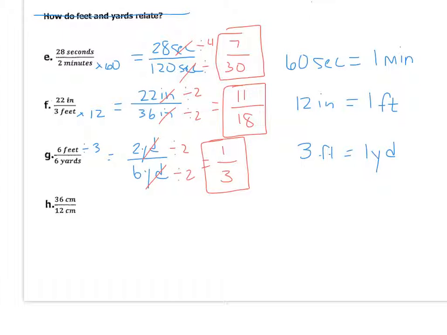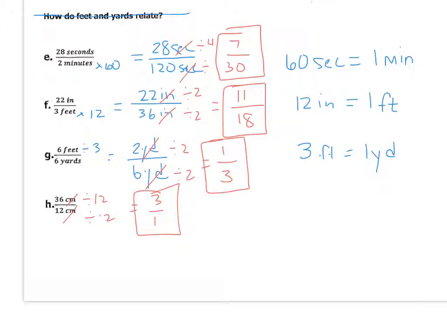All right, let's look at one final example here. Notice in this one the units already match, so I can just cancel those. And now I'm going to look at what I can divide 36 and 12 both by. I can actually divide them both by 12. So I get 3 over 1, and that is the ratio.